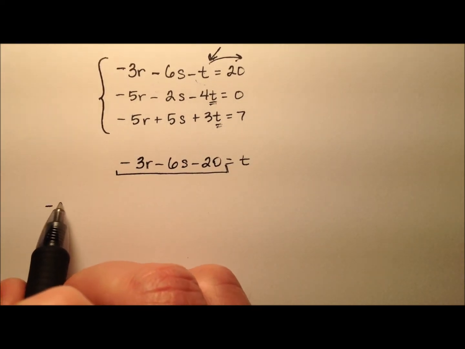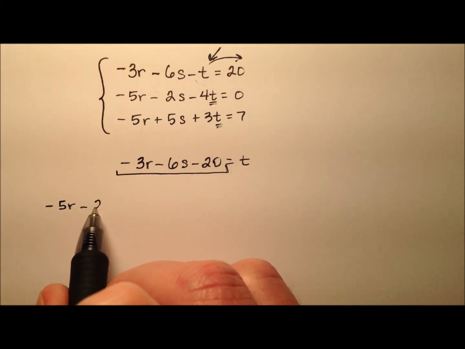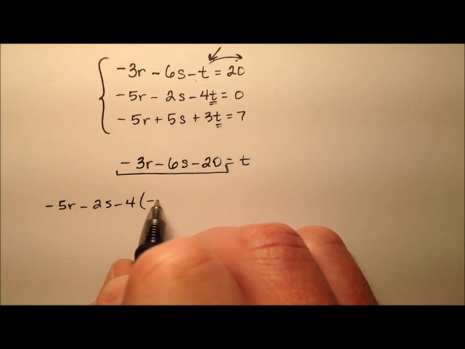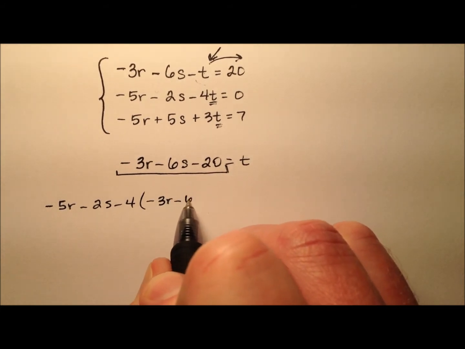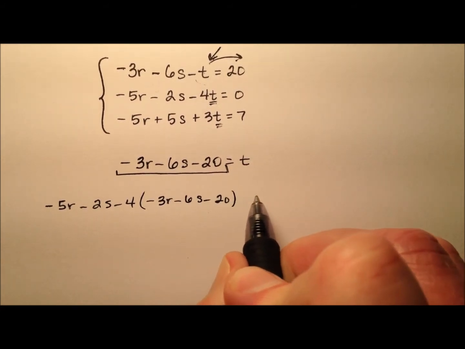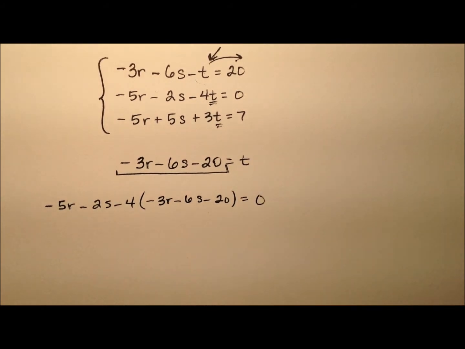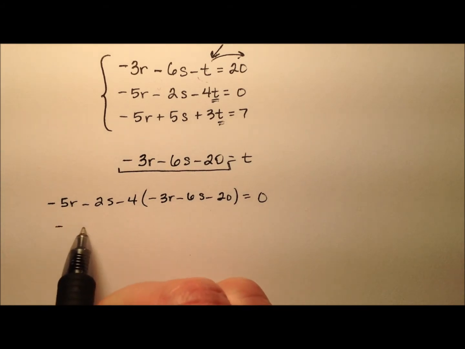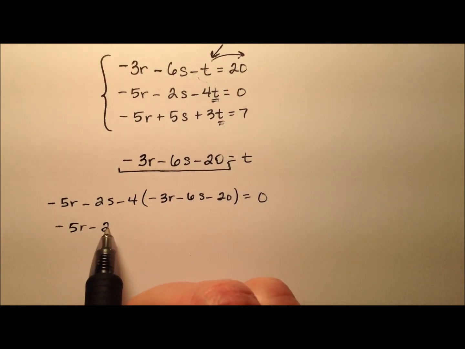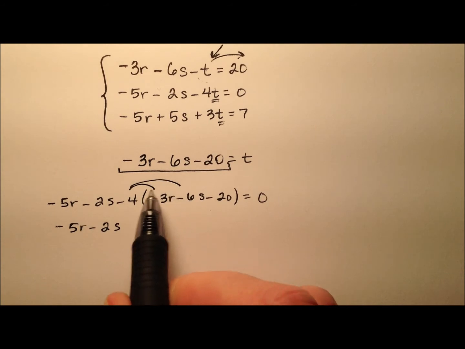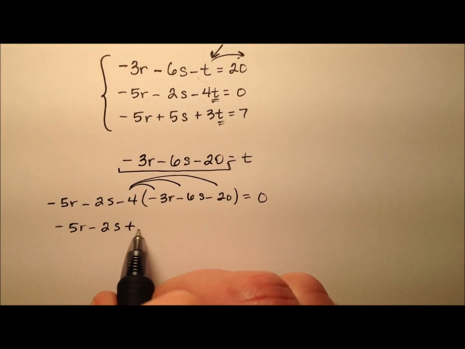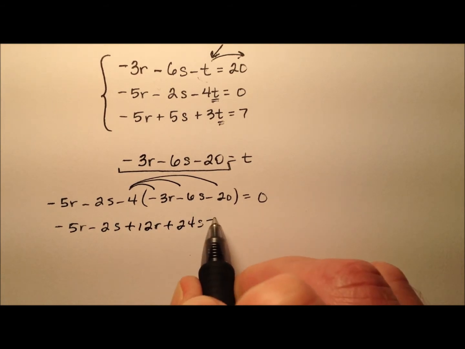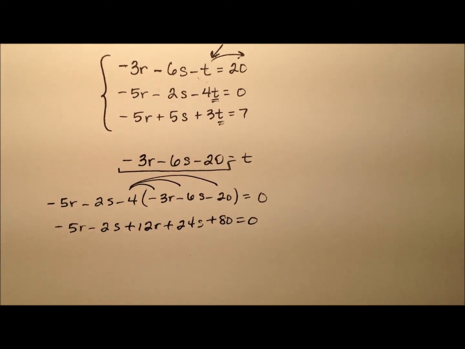I'll start over here with the second equation. Negative 5r minus 2s minus 4 times t. Of course, when I use substitution, we will always use parentheses. And then that equals 0 for the second equation. Let's simplify this down a bit before we move on to the third equation. So negative 5r minus 2s. And this negative 4 will be distributed here. So I'll have a positive 12r, a positive 24s, and a positive 80 equals 0.